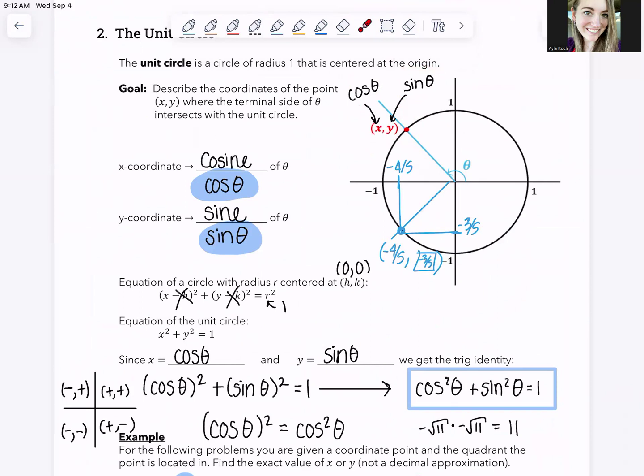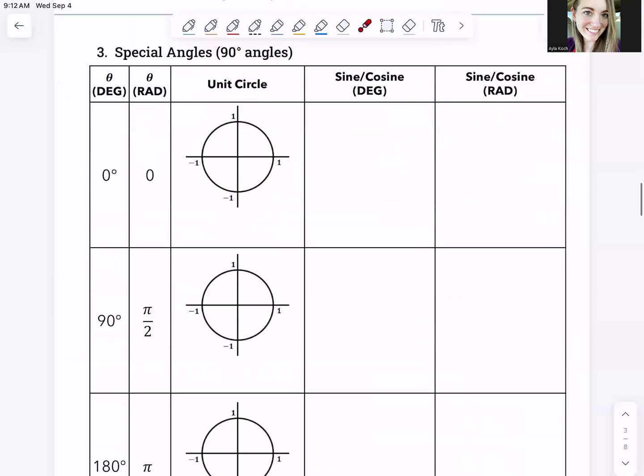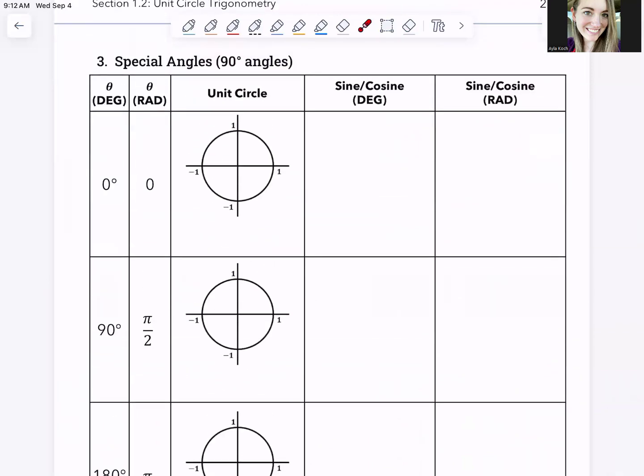We've talked about special angles in the past, that nice unit circle with all those lines on it. We're going to start talking about the sine and cosine values of those special angles. And we're going to start with the 90-degree angles. So these points right in here. We'll start with those.